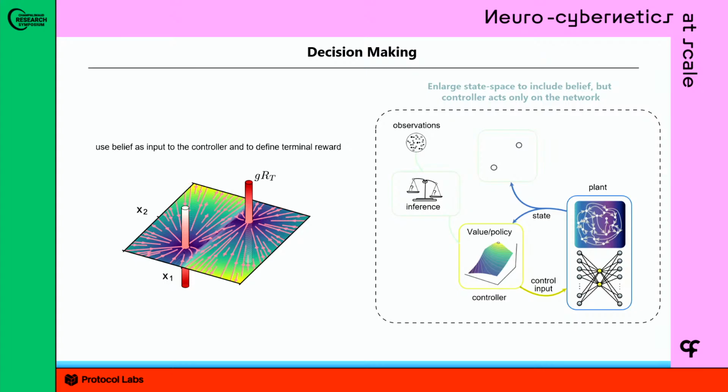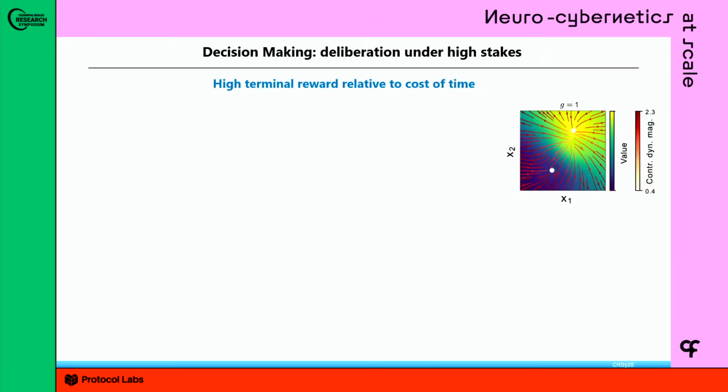And therefore, we now enlarge the state space to include the belief, but the controller acts only on the network, the same as before. And this creates a beautiful setting where we have a categorical choice in a continuous action space, which allows us to study the dynamics of decision commitment.